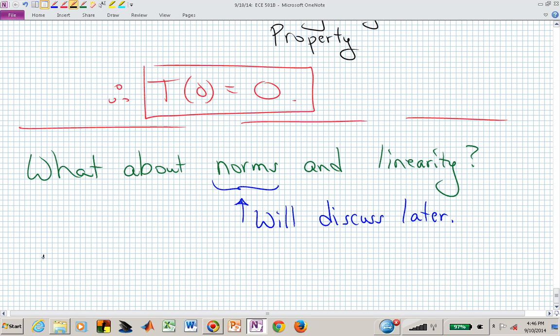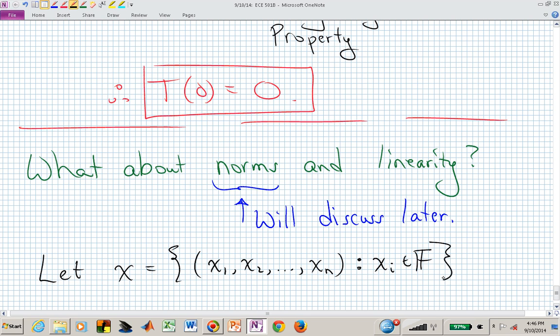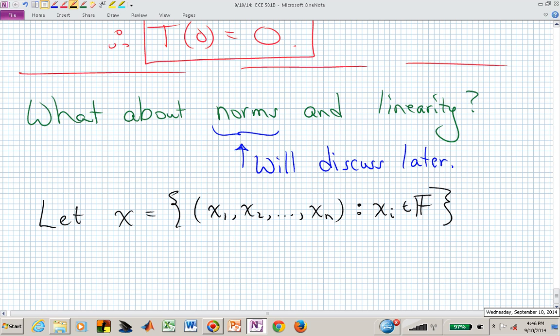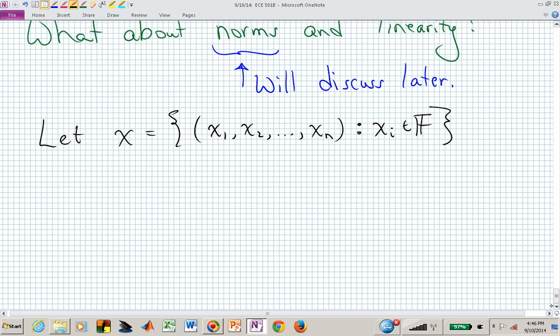Let's now take a vector, x, and let's give it n coordinates, x sub 1, x sub 2, up to x sub n. And each of those coordinates belong to this field F, either R or C. Let's just define some different norms. And we'll play with them later.